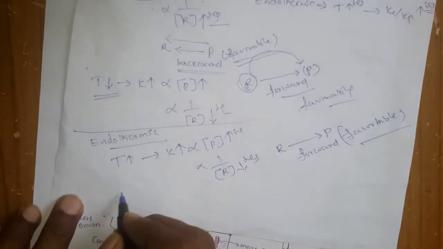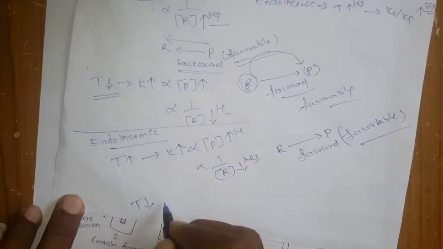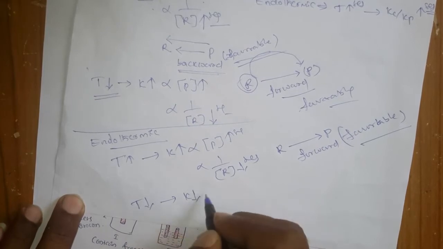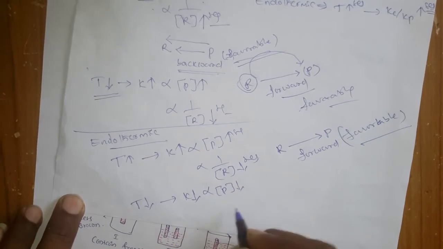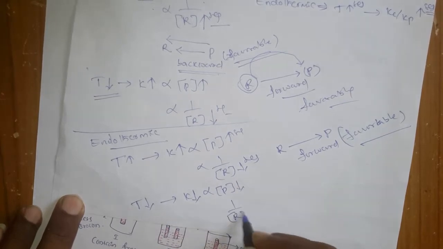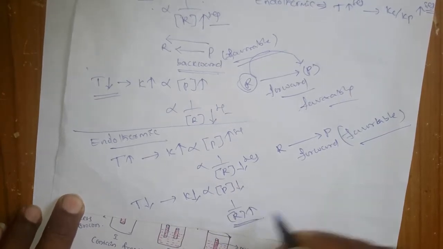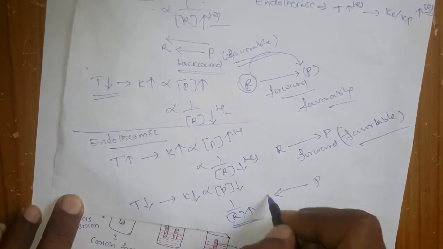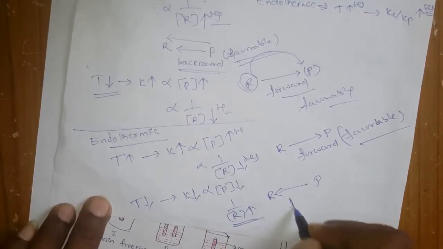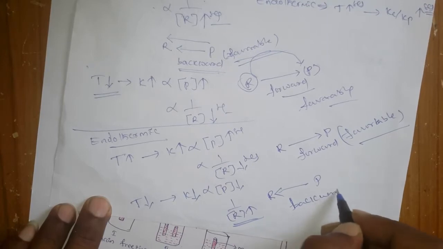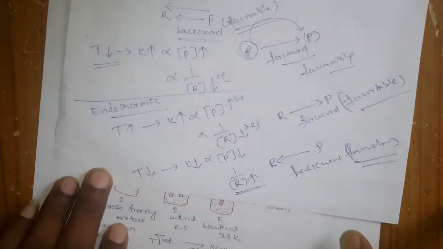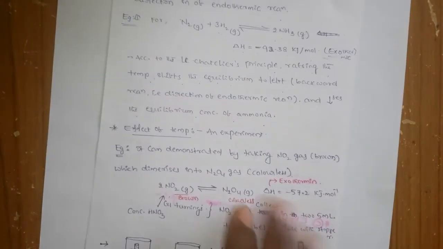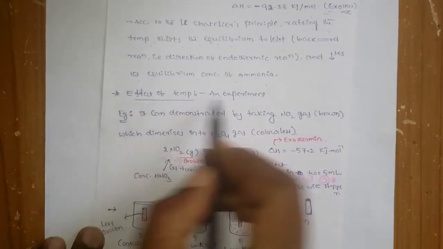Right? And in the opposite case, when the temperature decreases, the equilibrium constant decreases and the product concentration decreases and the reactant concentration increases. So as reactants increase, the products are converting into reactants, so that here the backward reaction is favorable. So these things you need to understand. Okay, very clear, right?